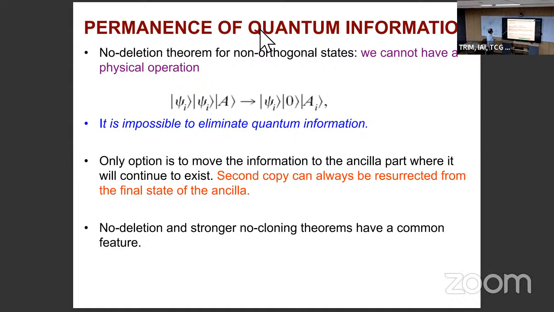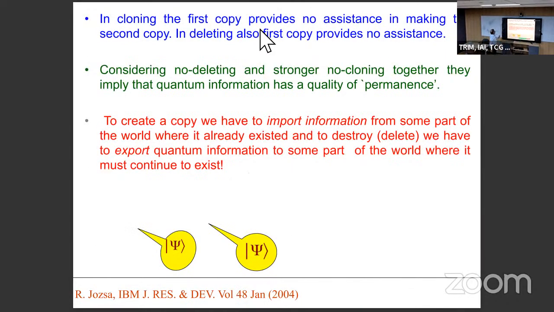What is also shown is that the only option is to move the information to the ancilla part where it will continue to exist. And a second copy can always be extracted from the final state of the ancilla. So the non-deletion theorem and the stronger no-cloning theorem have a common feature, and that is the following. In cloning, we realize that the first copy provides no assistance in making the second copy. And in the deleting mechanism also, the first copy provides no assistance. So if you consider these two theorems together, they imply that quantum information has a quality of permanence. And what is that? To create a copy, we have to import information from some part of the world where it already existed. And to destroy or to delete, we have to export quantum information to some part of the world where it must continue to exist. So essentially, you can never create nor eliminate quantum information.